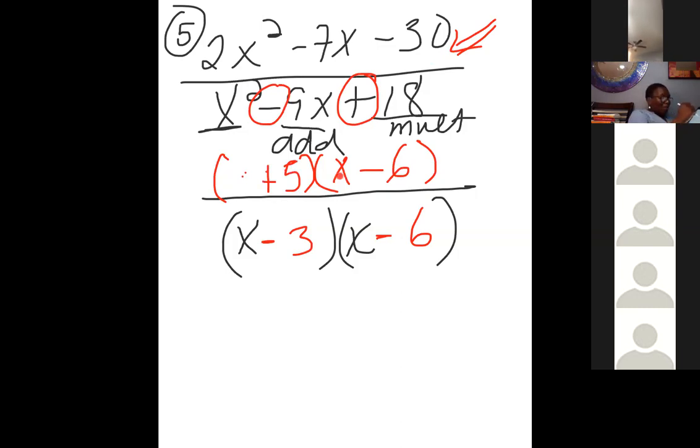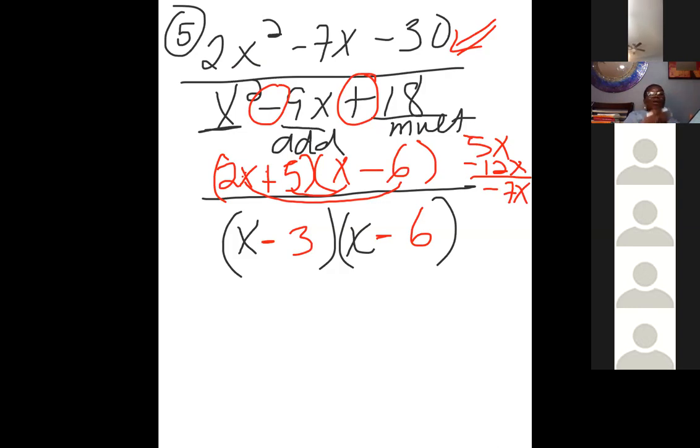Now, the next question is this. What would you multiply x by to get back to 2x squared? We would multiply that by 2x, right? So guys, let's check it to see if it works out. We multiply the 5 and the x together, that's 5x. And then we multiply the 2x and the negative 6 together, that's a negative 12x. When you add them together, you do get negative 7x, so it works out. So the factors work out.